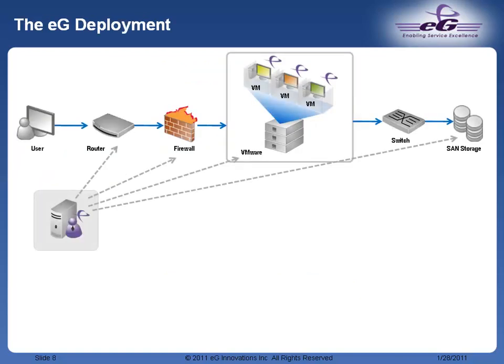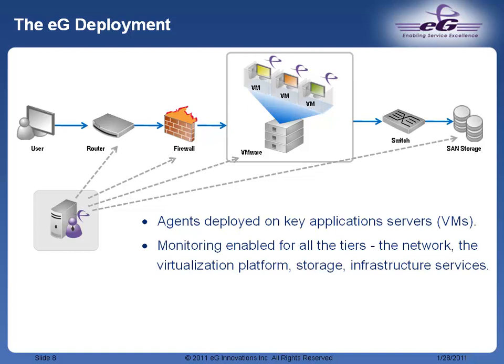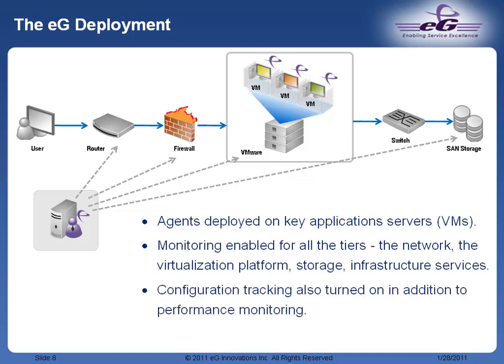EG Enterprise was deployed to monitor the infrastructure end-to-end. EG agents have been deployed on key application servers. Monitoring is enabled for all tiers of the infrastructure. Configuration tracking has been turned on in addition to performance monitoring, and the entire deployment was completed in 3 hours.